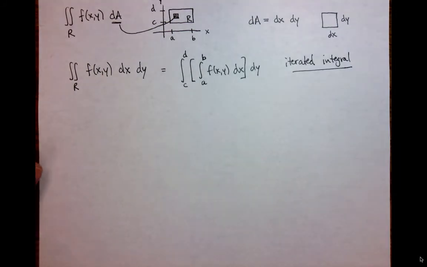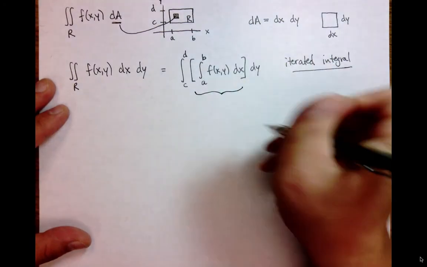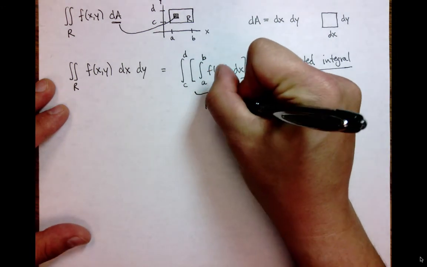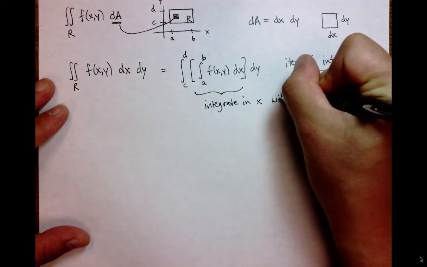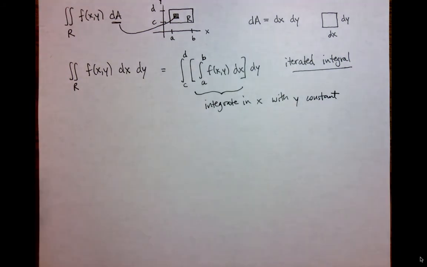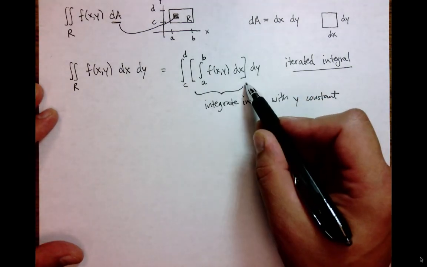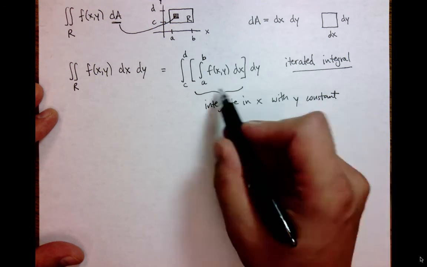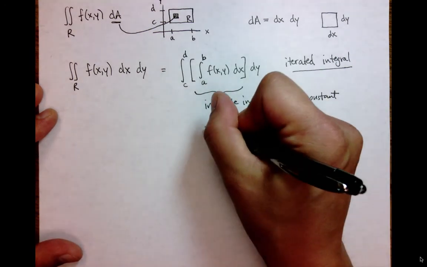We might just as well have called them partial integrals, right? This term here is an integral in x, so integrate in x with y constant. That's the way we took partial derivatives as well. Once we do that, we get some number. A definite integral is just a number, but the number that we get depends on y. So in fact, we get g of y.